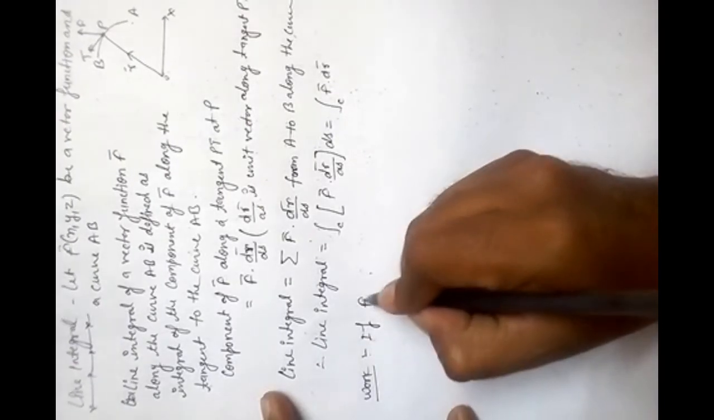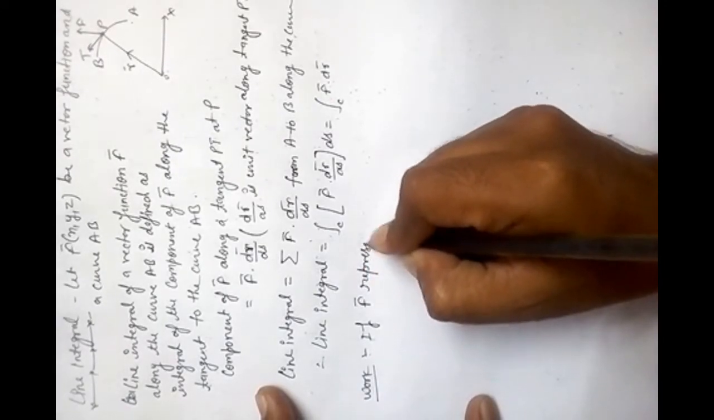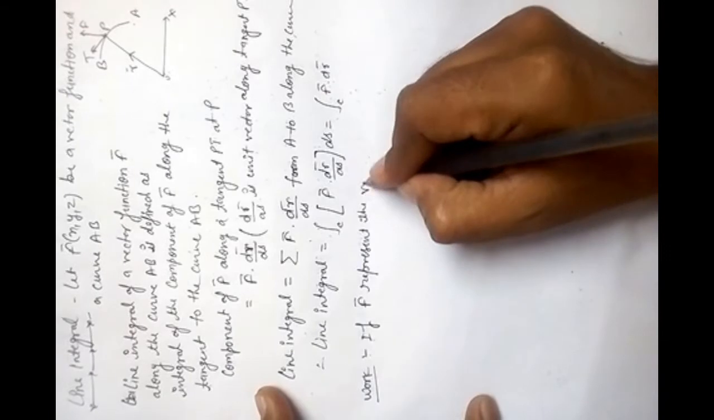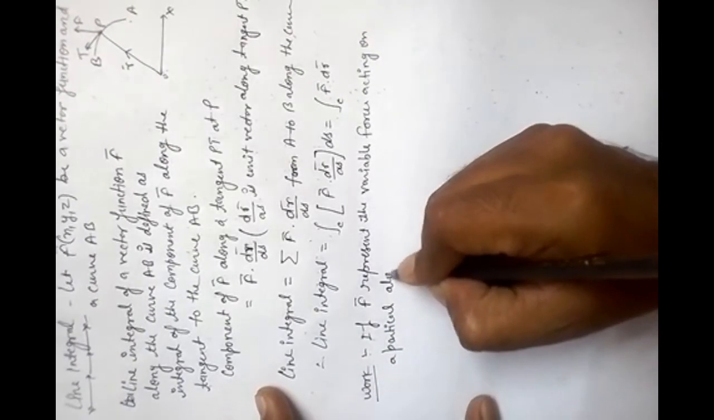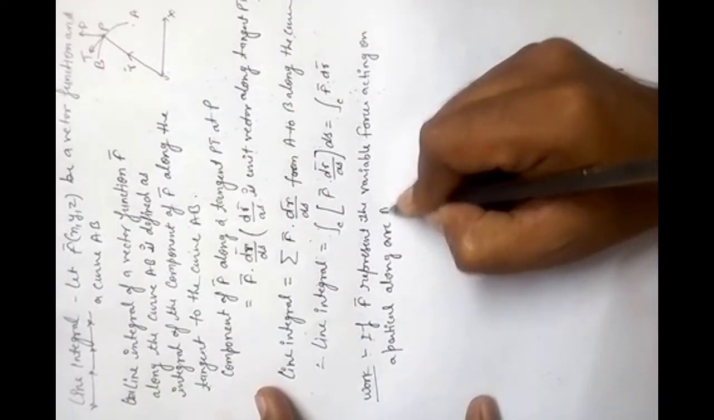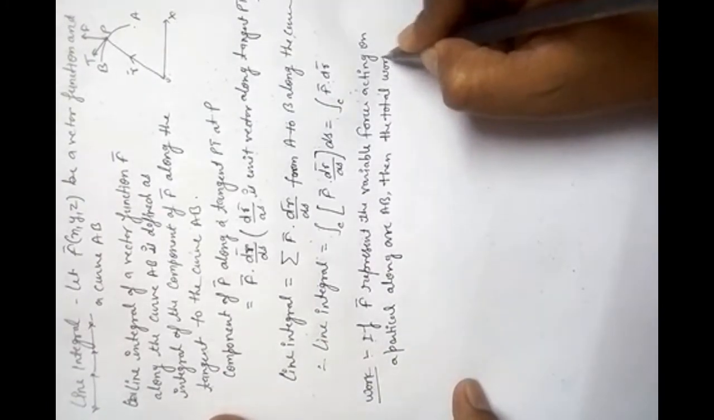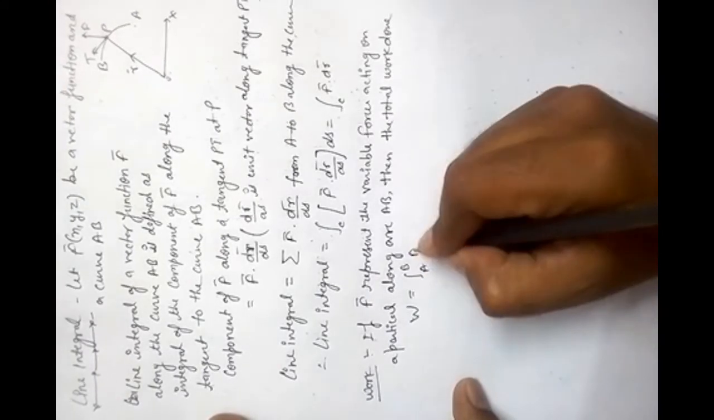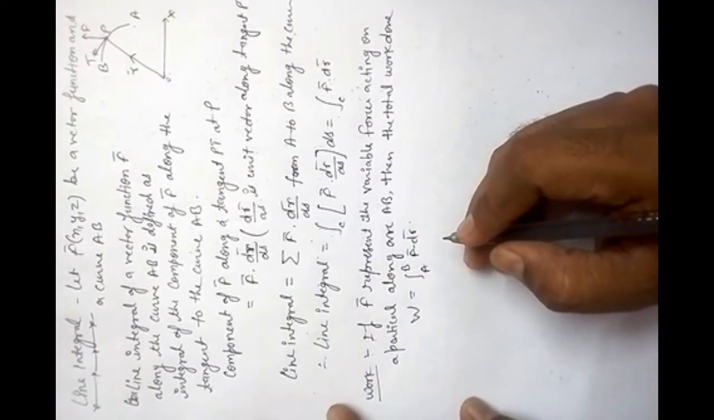Next, if vector F represents the variable force acting on a particle along arc AB, then the total work done W is equal to the integral from A to B of F dot dr. Okay.